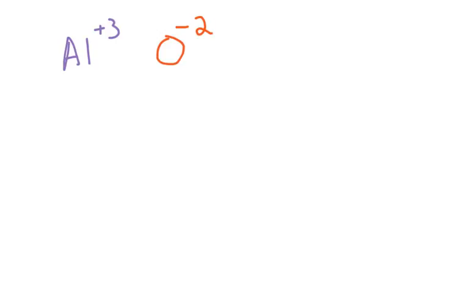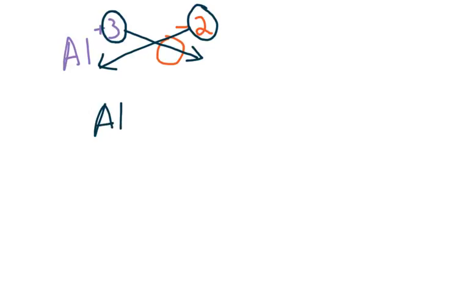Now remember, the shortcut says to circle the numbers, not the charges, just the numbers, and then crisscross them down. Now remember, we're crossing these over because they're different numbers. If they were both the same, we would not do that. And that leaves us with the formula Al2O3. So that is the correct formula of aluminum and oxygen.